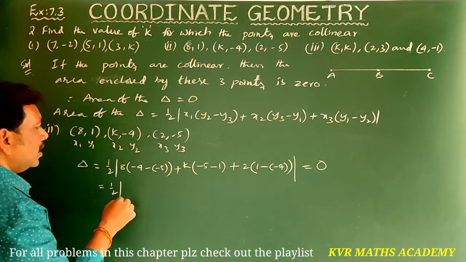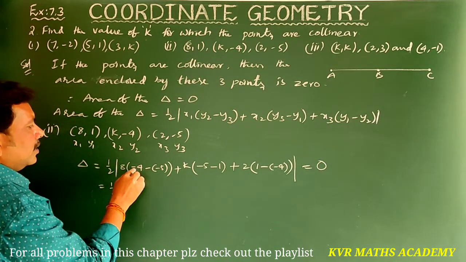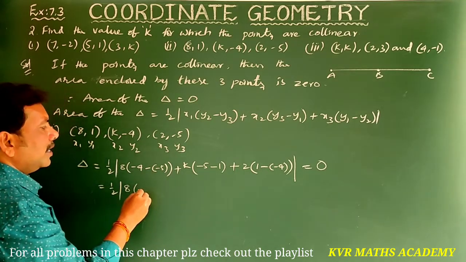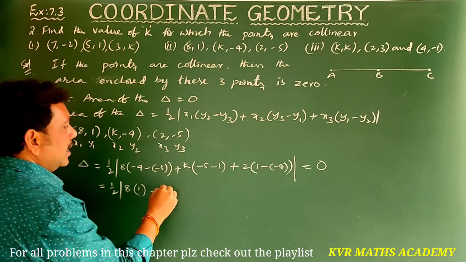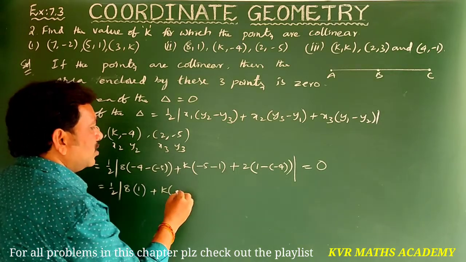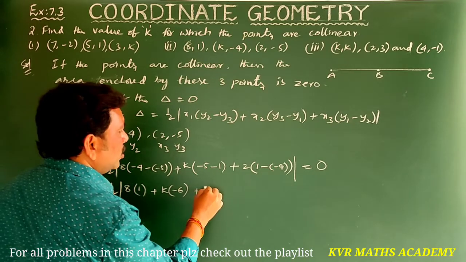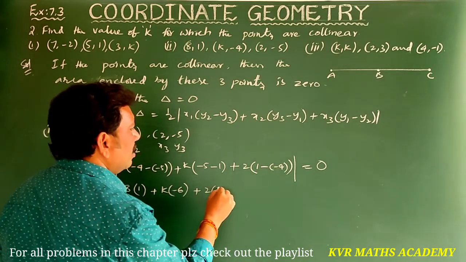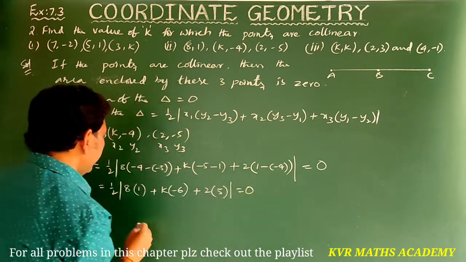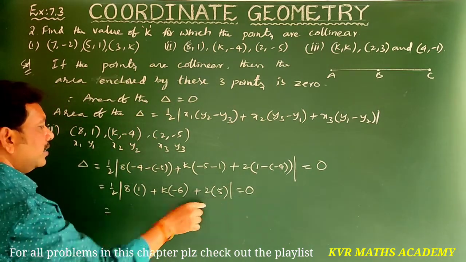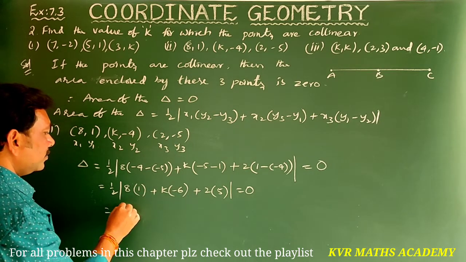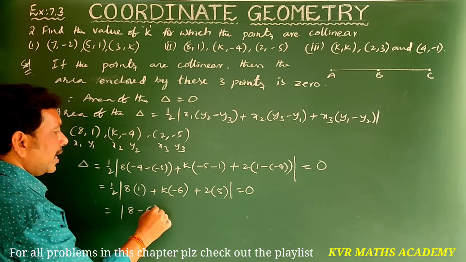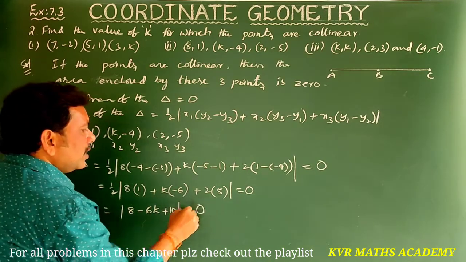Yes, that is equal to half modulus of 8 into, minus into minus plus, minus 4 plus 5 will be 1. Plus k into minus 5 minus 1, minus 6. Plus 2 into minus into minus plus, 1 plus 4, that will be 5, is equal to 0. So half transfer to this side. Then here modulus of 8 ones are 8 minus 6k plus 10 is equal to 0.